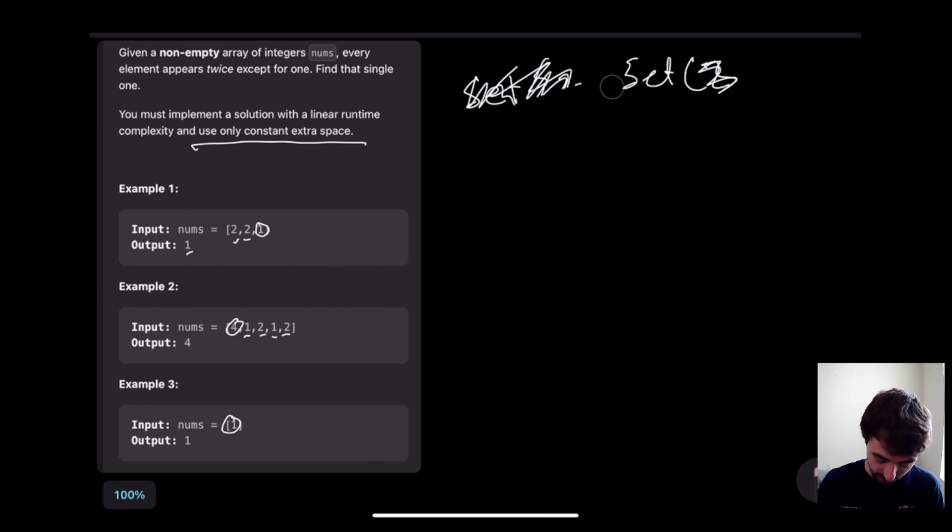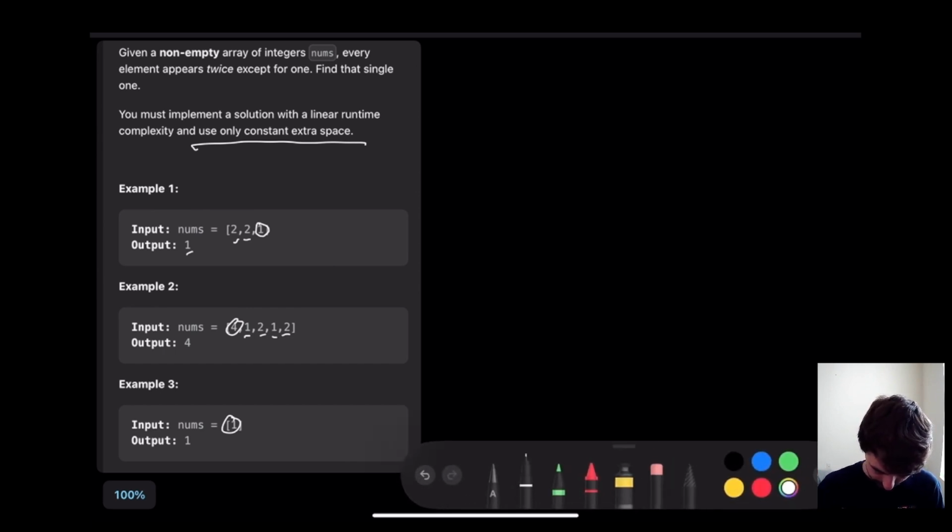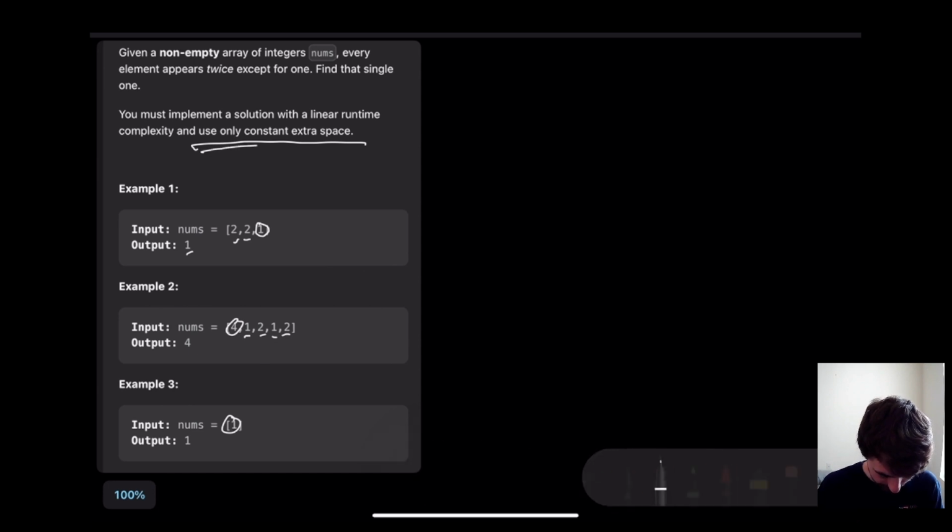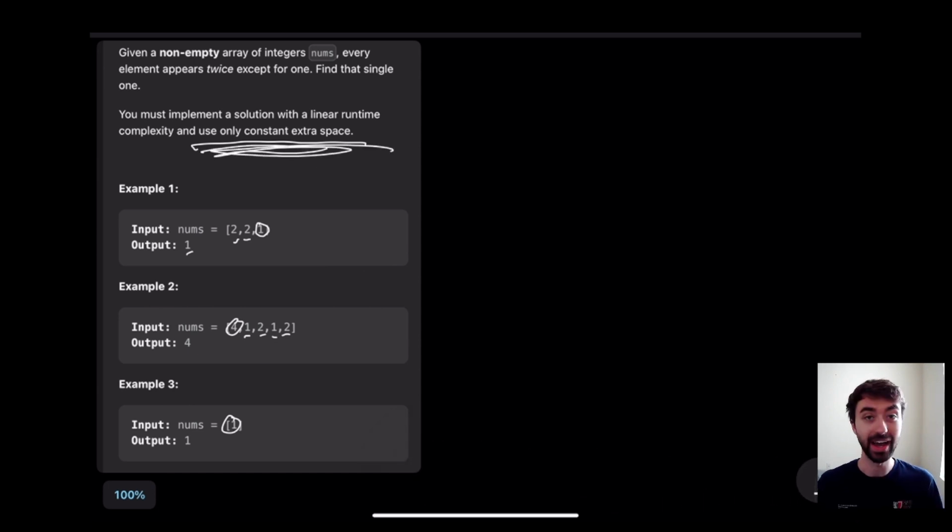However, those do not use constant space. They use O of n space because it depends on how many values we encounter in the array. So this requirement to use only constant extra space means we have to do something with bits, and that's why this category is bit manipulation. So I think I'm lucky here because I think I remember how to do this.